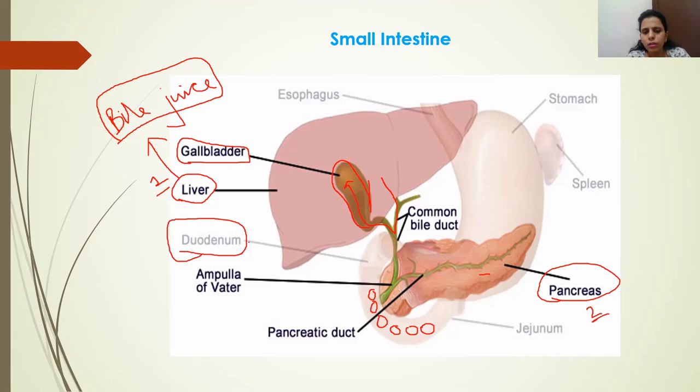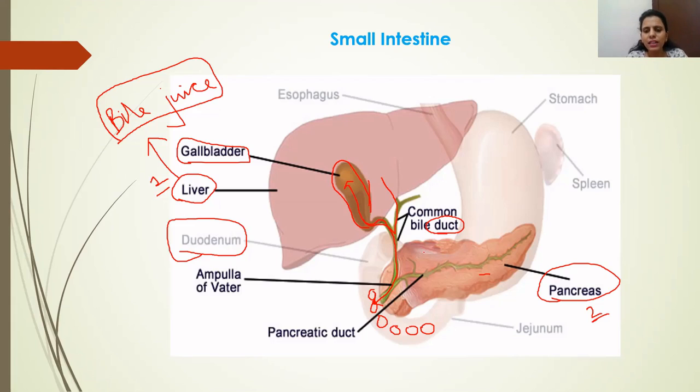So when the food comes to the duodenum, this bile juice from the gallbladder passes through this common bile duct and enters the duodenum, where it mixes with the food. So the liver produces bile juice, which is stored temporarily in the gallbladder. The meaning of the term duct is thin tube. So this bile juice passes through the bile duct and mixes with the food in the duodenum.